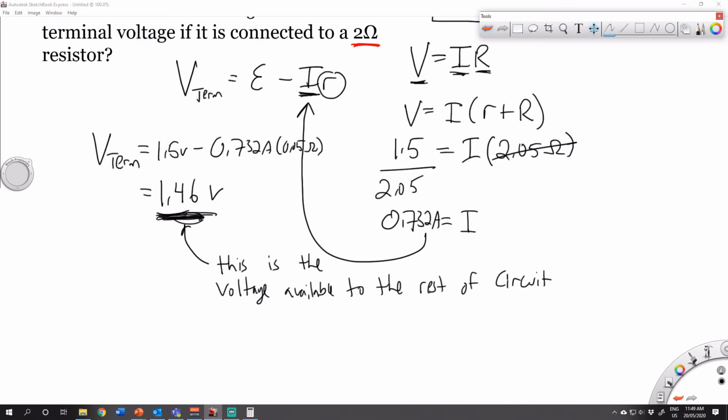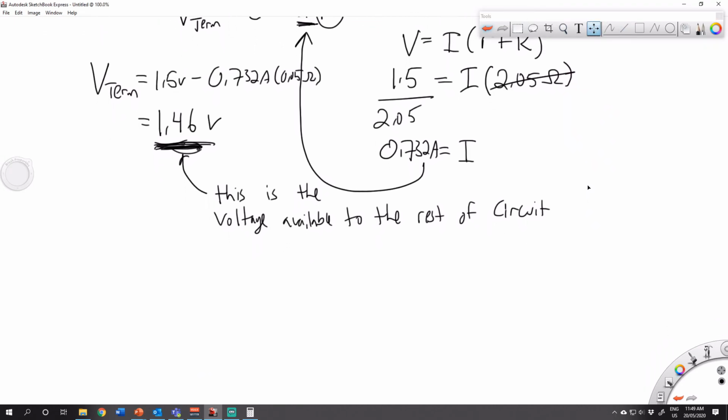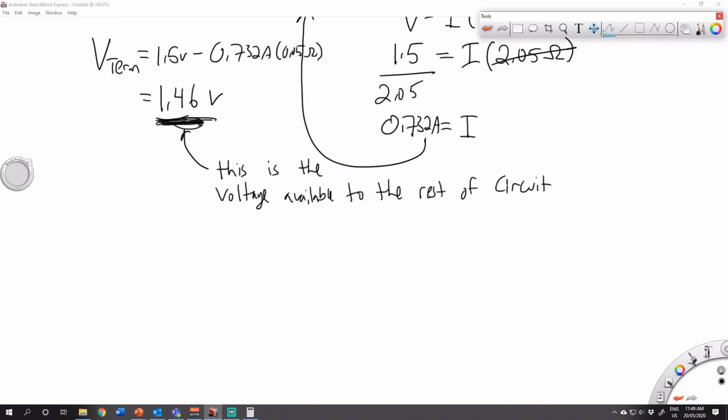All right, so there are some quick examples of how to deal with electrical power and a quick definition of EMF and terminal voltage. As far as circuits go, we'll get into some more circuit-heavy things starting with our next lesson.